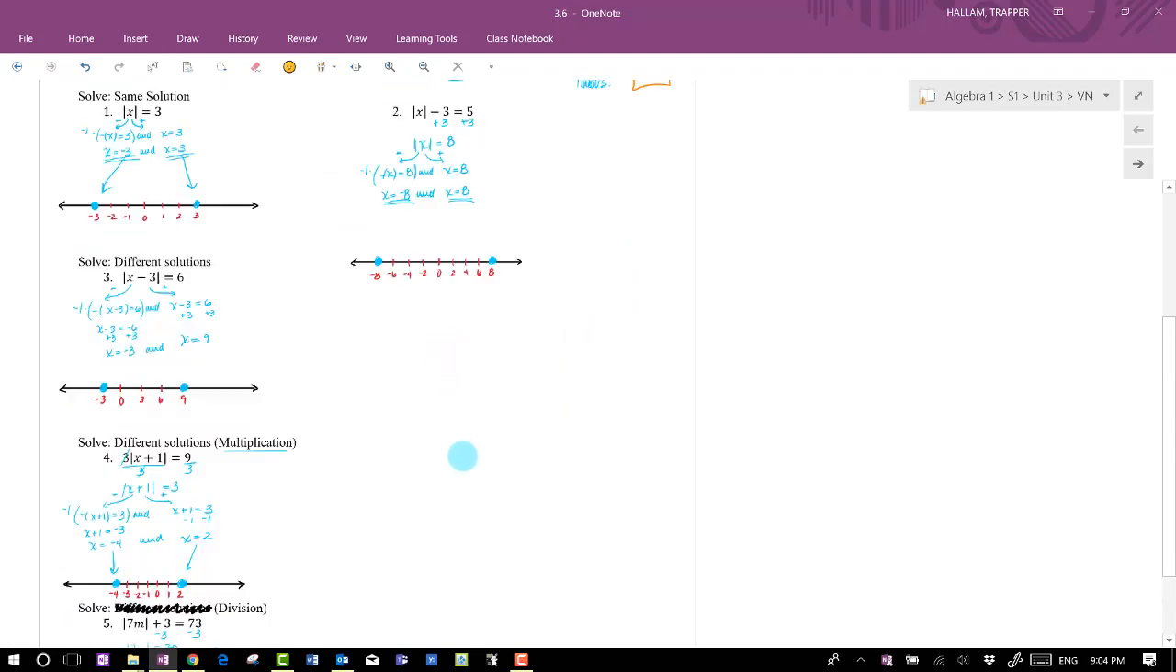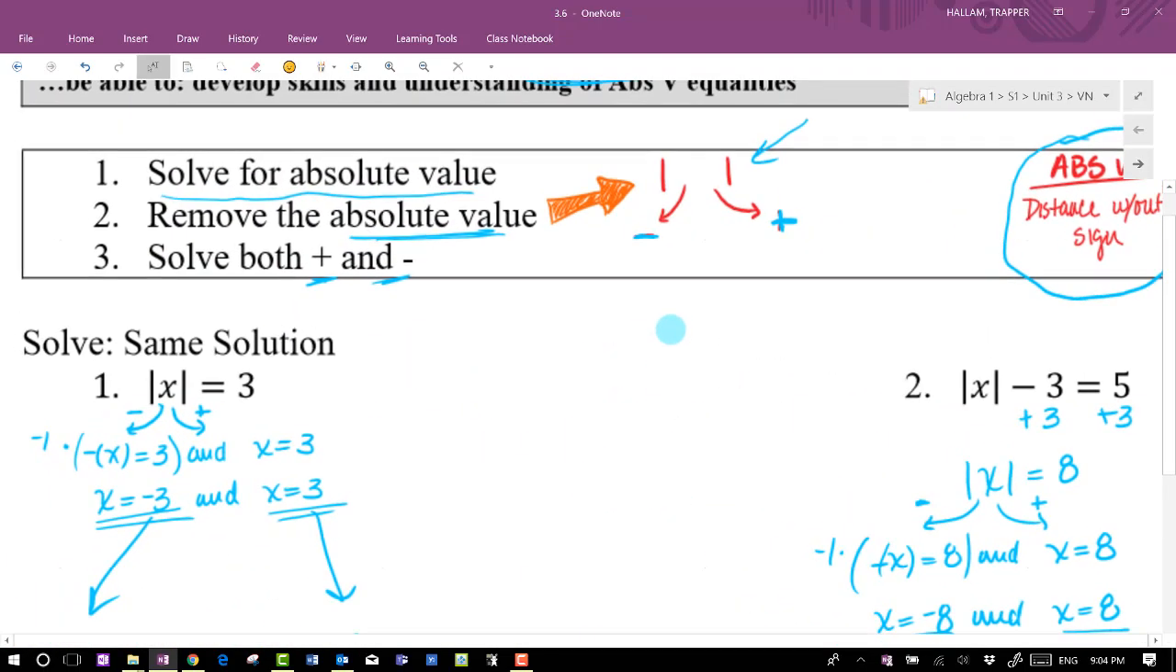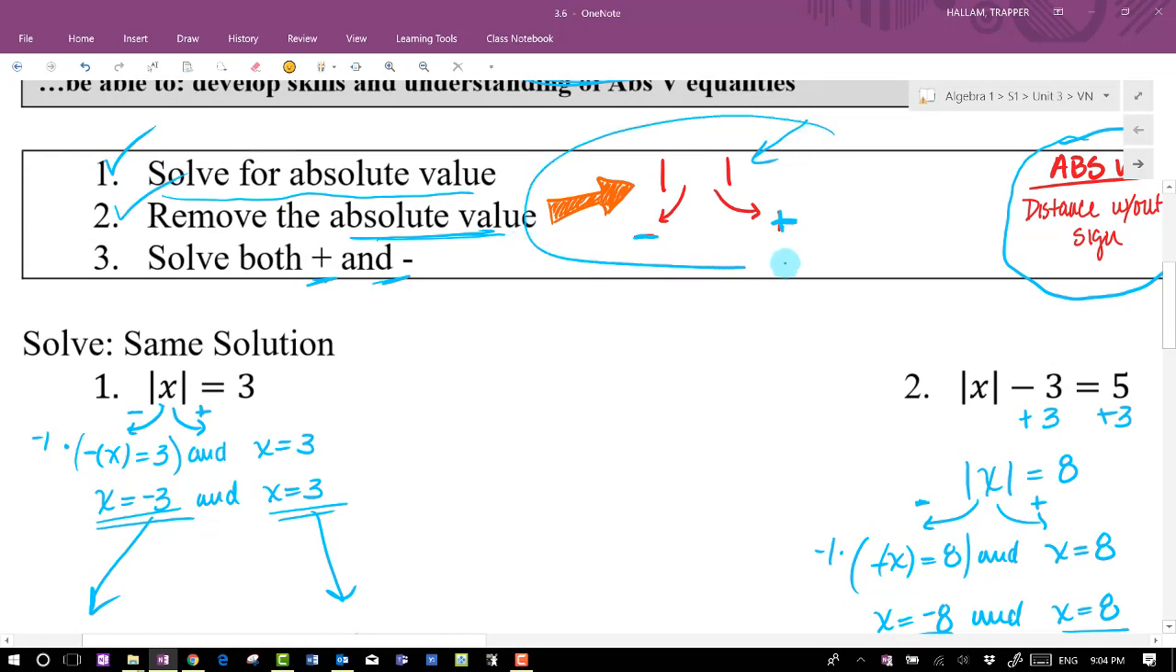All right, so altogether between the notes and the examples, you've seen a variety of ways to deal with the absolute value. 1, remember, you must solve for the absolute value. 2, to remove it, you need to do a negative and positive version. And 3, don't forget to solve for both sides.